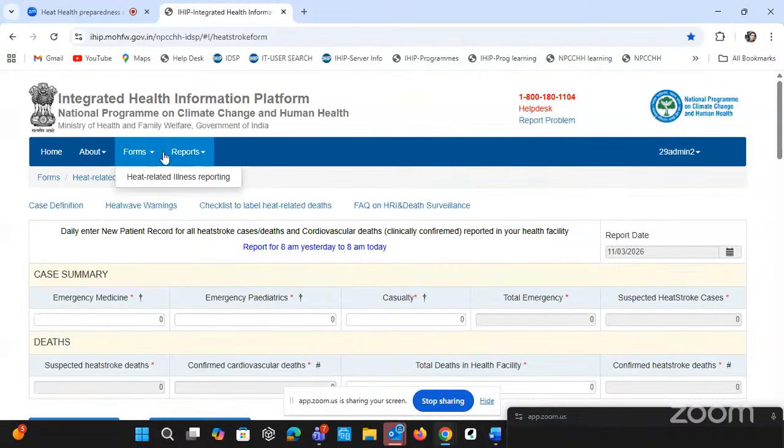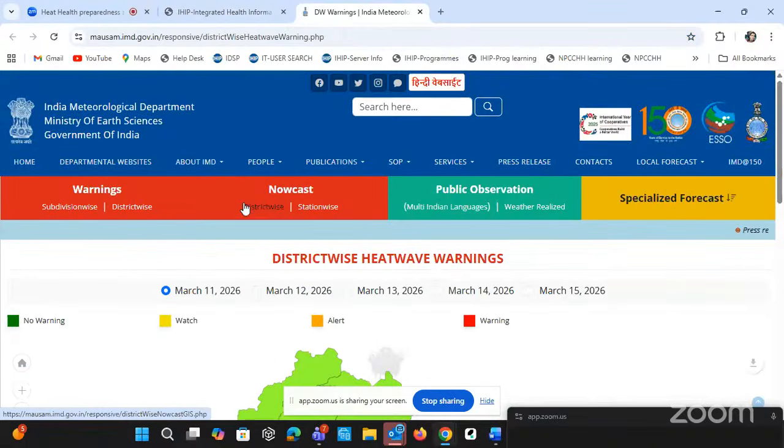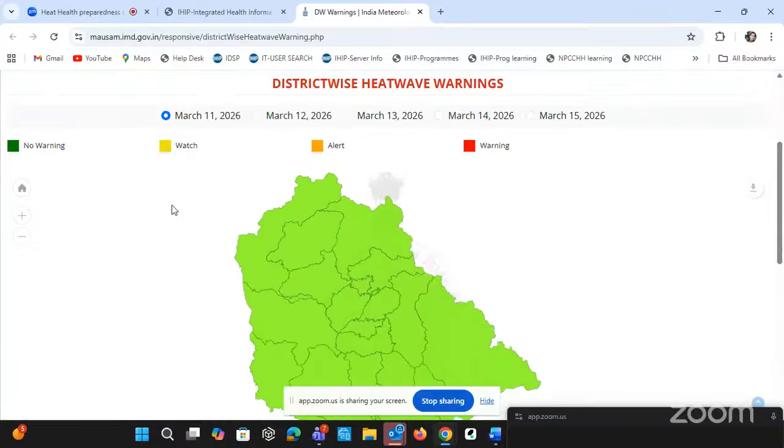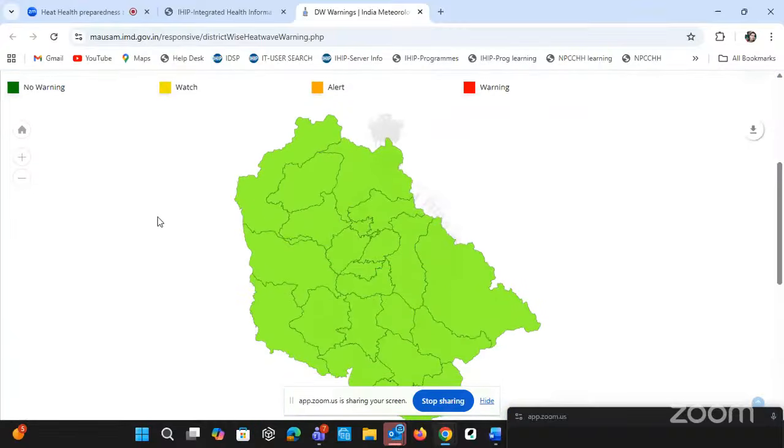So we can go to heat warnings. Can you click on the heat warnings and show where does that open to? Below, near the case definition, there is heat warning. Yes. So for every health facility user and district user, from the IHIP portal itself, there is a link provided to heat wave warnings that IMD issues for the current day and for the next few days. So from here you can see that. Can you go a bit down, Bhupesh ji? Yeah. If there is a heat yellow alert, orange alert, or red alert, it will appear in this map.